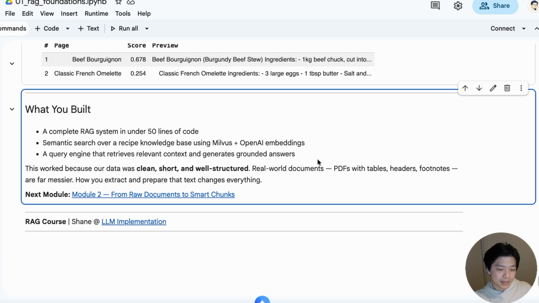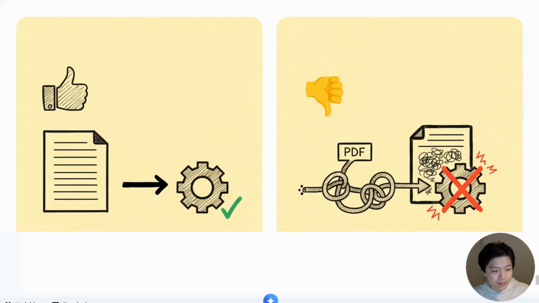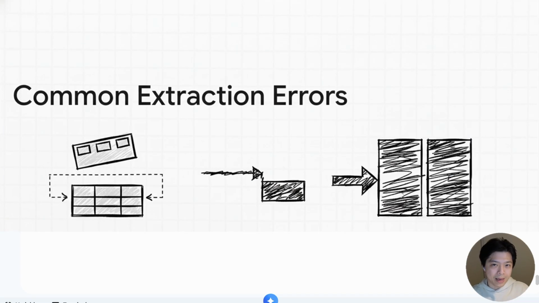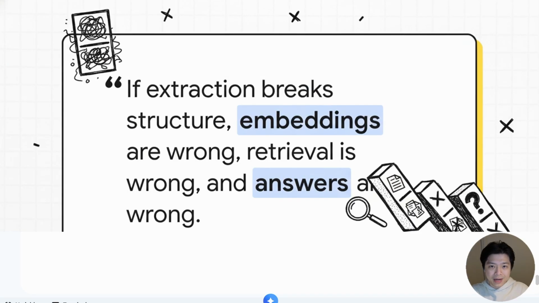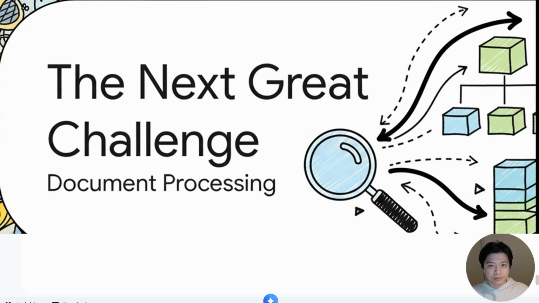generates grounded answers. This worked because our data was tiny and well structured, and real documents are nothing like this. PDFs have tables where column headers get separated from their column values. They have footnotes that end up in the middle of paragraphs. They have multi-column layouts that turn into scrambled text. If your text extraction breaks that structure, your embeddings are wrong, your retrieval is wrong, your answers are wrong. That is the problem we solve next.